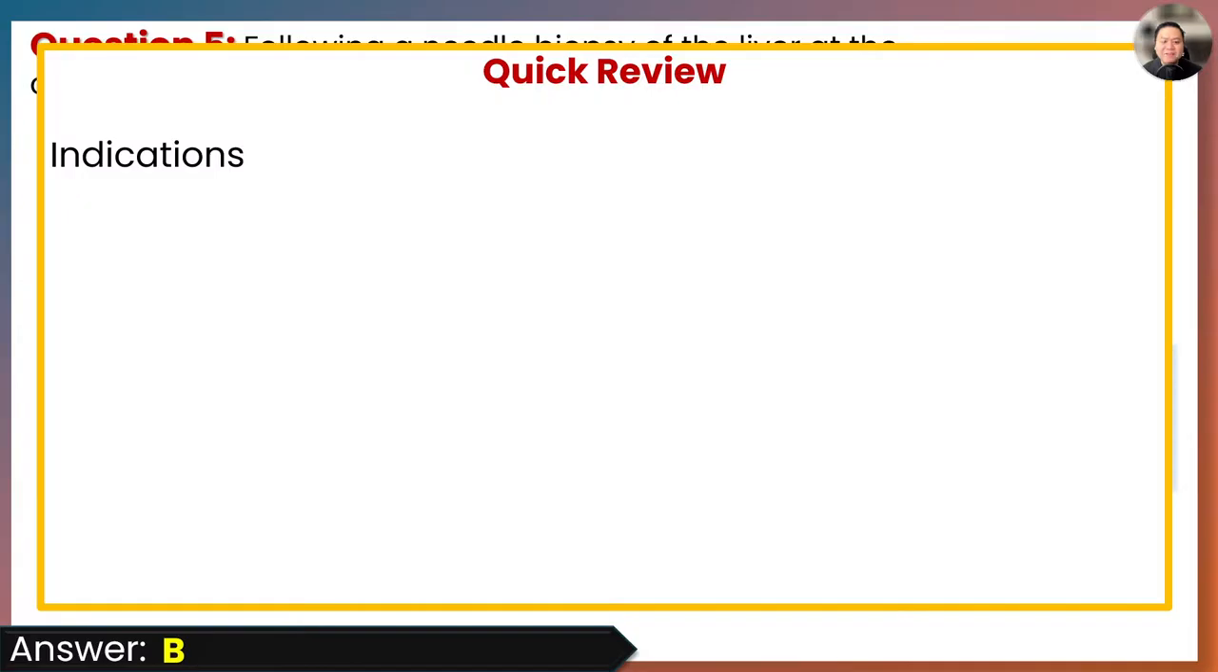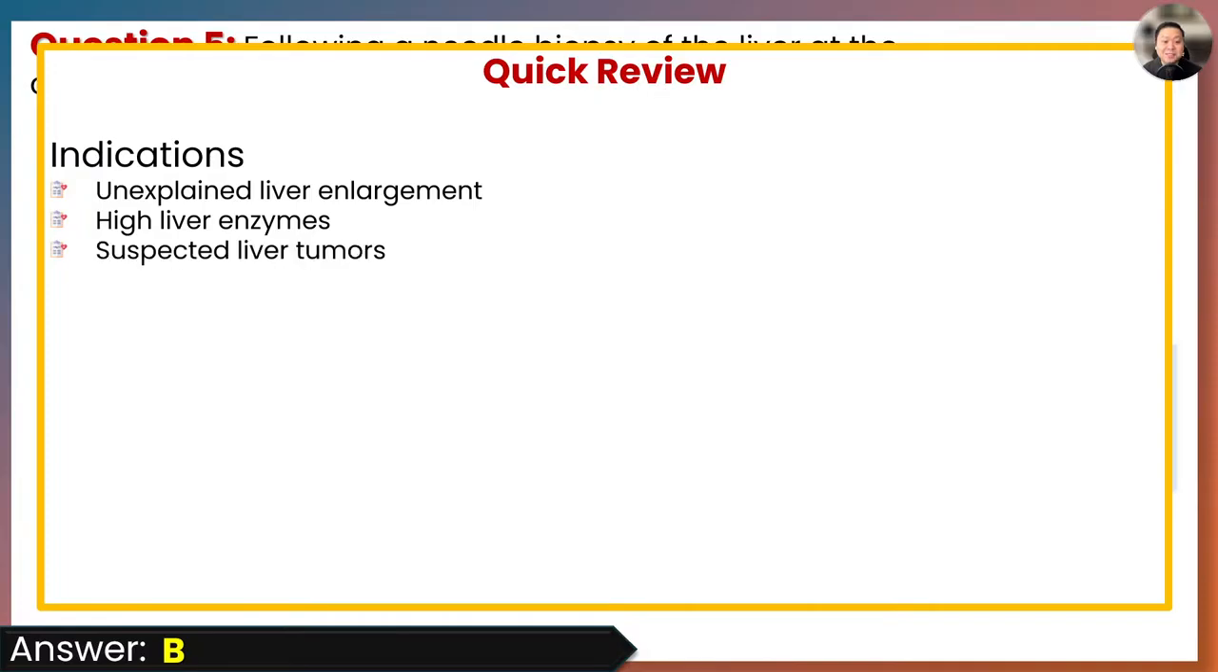Now, let's talk about the liver biopsy in much more detail this time. Liver biopsy involves the removal of a very small sample of the liver tissue to examine it under a microscope. And this is typically used when liver disorders can't be diagnosed with other tests, such as maybe unexplained liver enlargement, or persistently high liver enzymes, the AST and ALT, or maybe there is suspicion of tumors. There is a primary or metastatic type of cancer suspected.